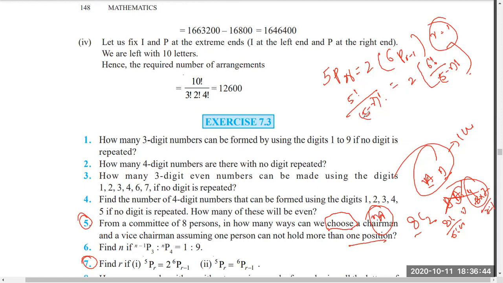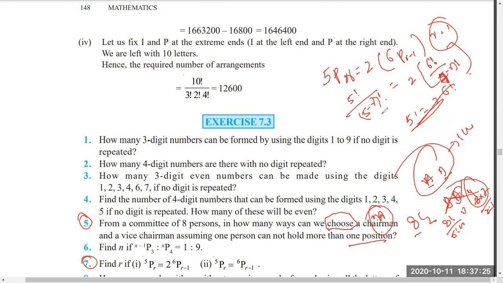So this thing and this thing will get cancelled, and 5 factorial is 2 times 6 factorial. Is that true? 5 factorial is 2 times 6 factorial. That's not true. Oh, this is 7 minus r. Sorry. This is 6 minus (r minus 1), right? So it would be (7 minus r) factorial. Sorry, I made a mistake.